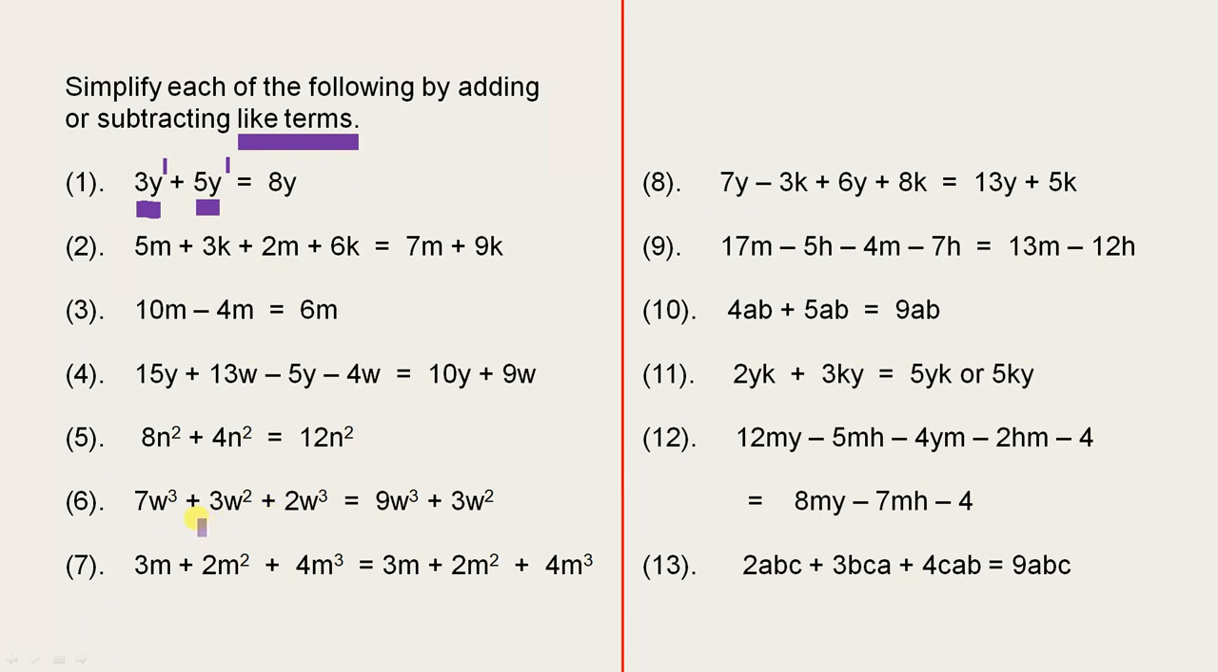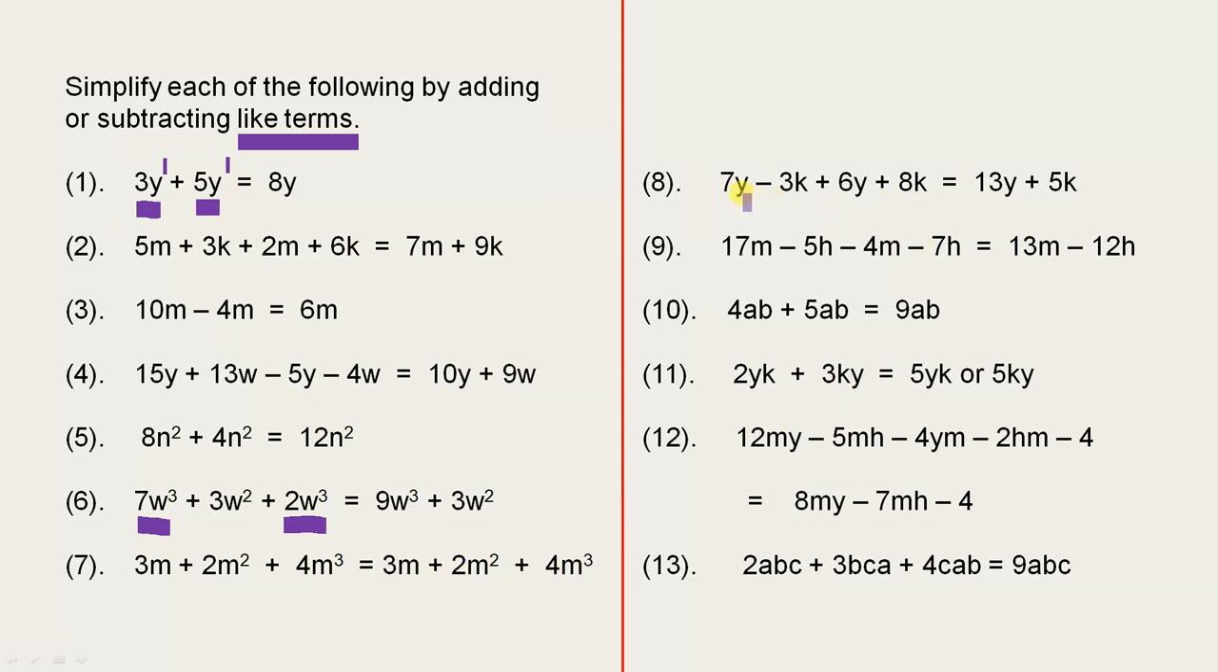For the next example, we have 7w cubed, and here we have the like term of 2w cubed. Same letter, same power, so that's 9w cubed. And then we write down 3w squared. But you can't bring those together because the powers are different, so they're unlike terms. Over here we have m to the 1, m squared and m cubed, so we just write it like that. You cannot combine those together because they're unlike terms.